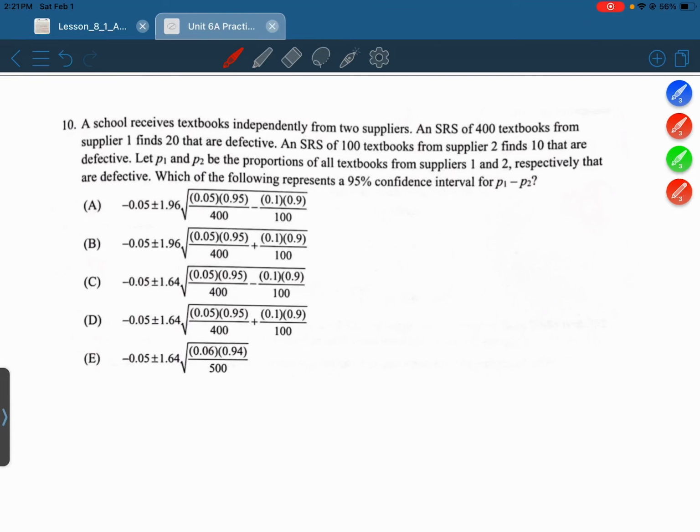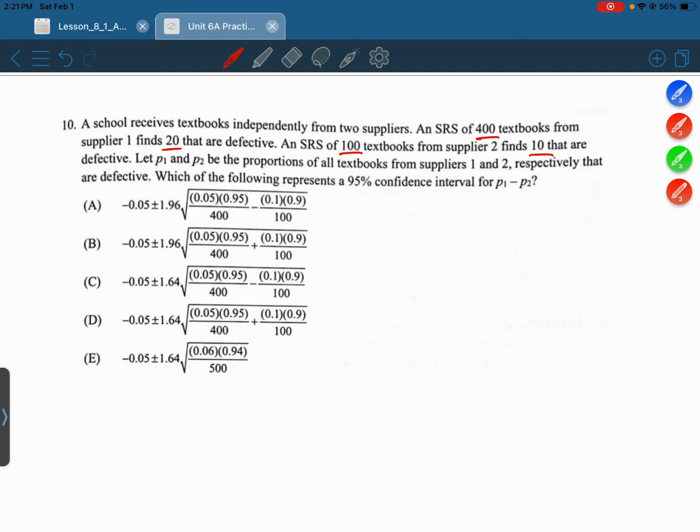Question 10. A school receives textbooks independently from two suppliers. An SRS of 400 textbooks from supplier 1 finds that 20 are defective. An SRS of 100 textbooks from supplier 2 finds 10 are defective. Let P1 and P2 be the true proportions of all textbooks from suppliers 1 and 2 respectively that are defective. Which of the following represents a 95% confidence interval for the difference P1 minus P2?